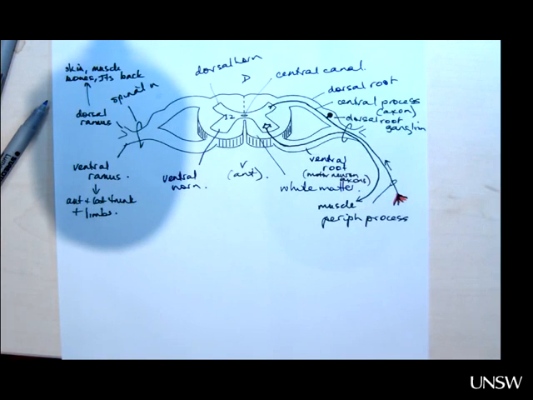C2 is coming out here between C1 and C2. There's C3, 4, 5, 6 and C7. So C7 there is between the C7 vertebra and the C6 vertebra. Okay, so it's above its corresponding vertebra.